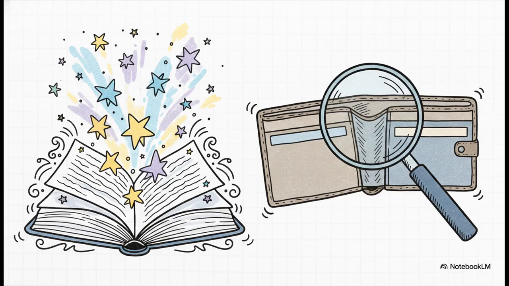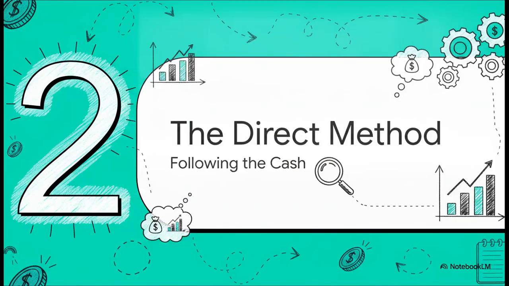The cash flow statement is your absolute best tool for detecting these exact types of irregularities. It just strips away the entire narrative and leaves you with the undeniable facts. Which brings us to Section 2, the direct method, or as I like to call it, following the cash.